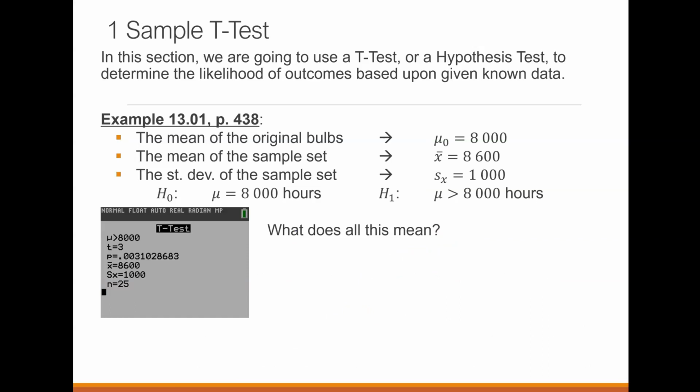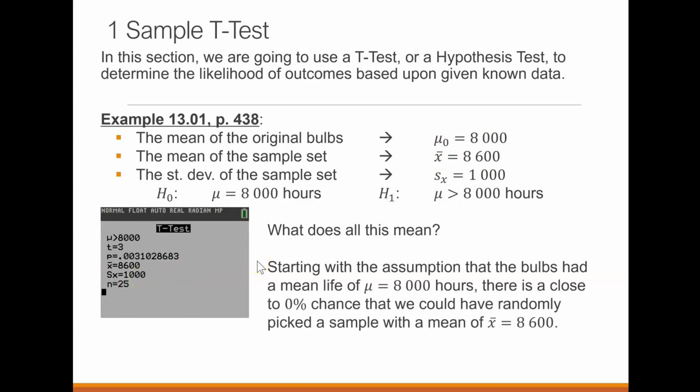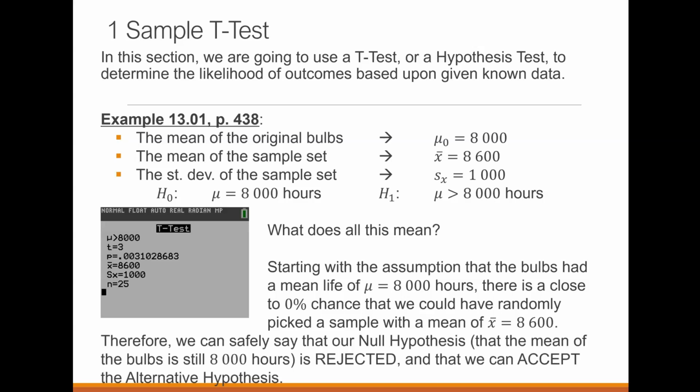So again, this is just a summary of what we just did. This was the original information. These were our hypotheses we made. This is the result on our calculator. What does this mean? Starting with the assumption the light bulbs had a mean life of 8,000 hours, there's close to 0% chance that we could have randomly picked a sample with a mean of 8,600. Therefore, we can safely say that our null hypothesis is rejected, that the two light bulbs were the same, that the mean for the new light bulbs should be 8,000. And we can accept the alternative hypothesis, that the mean is somehow greater than 8,000. Everybody's okay with that idea? Okay.